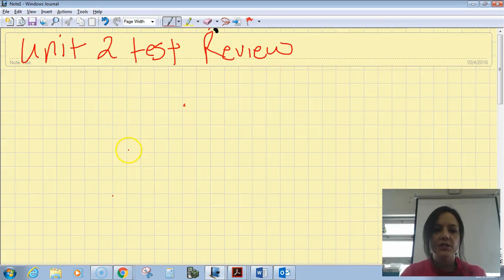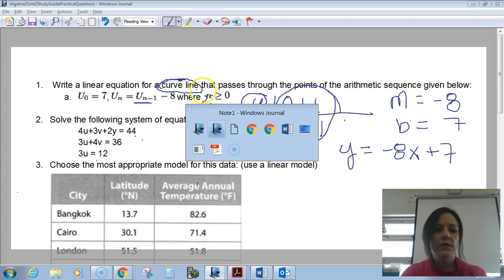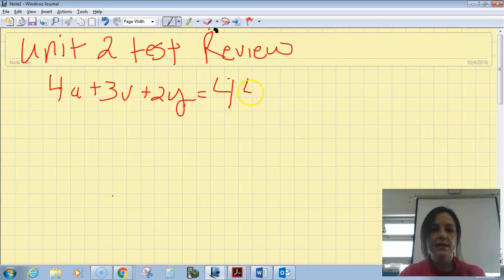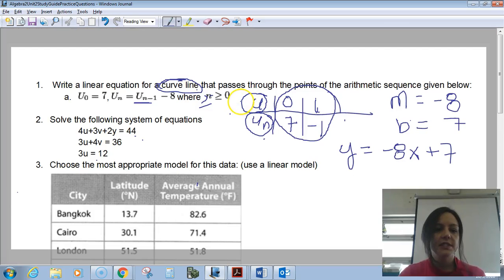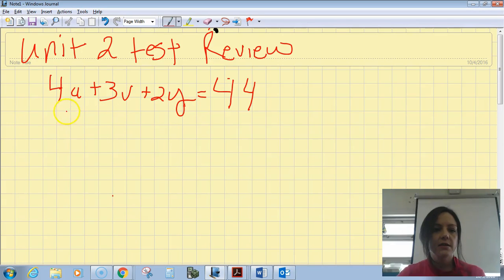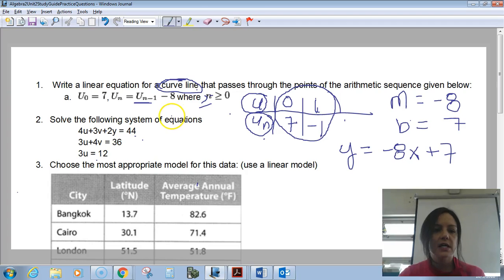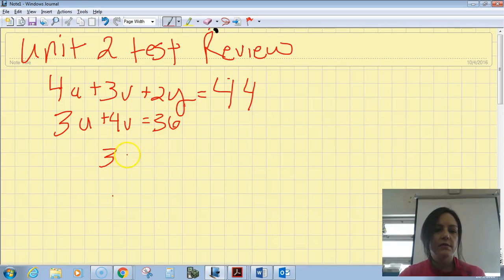So 4u plus 3v plus 2y equals 44. And it looks like this is going to be kind of an easier one. 3u plus 4v is 36. And 3u equals 12. Oh, look at this. You guys want to see something really cool? Look at this one. This says 3u. This says 3u. I can already solve for v by doing this.